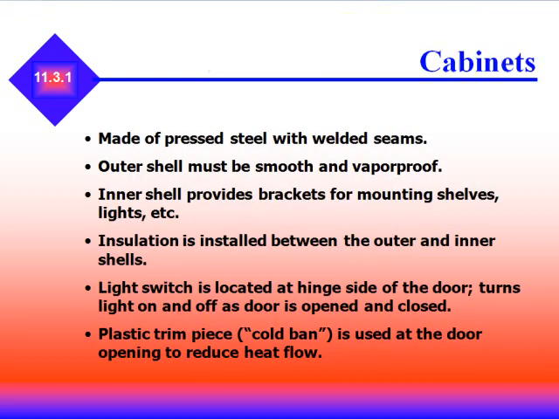The cabinets are made of pressed steel with welded seams. Outer shells must be smooth and vapor-proof. Inner shells provide brackets for mounting shelves, lights, etc. Insulation is installed between the outer and the inner shells. The light switch is located at the hinge side of the door. It turns the light on and off as the door is opened and closed. A plastic trim piece, the cold band, is used just at the door opening to reduce heat flow.